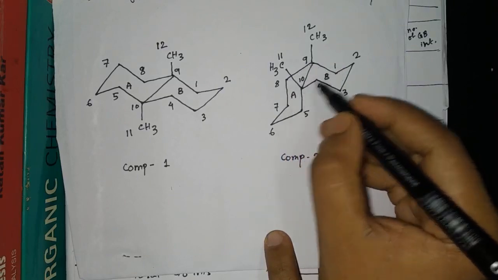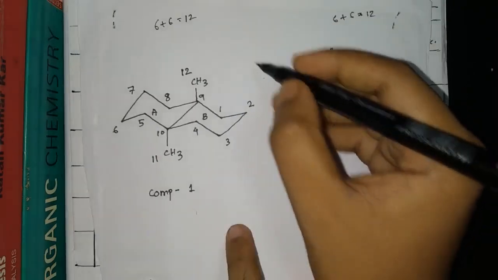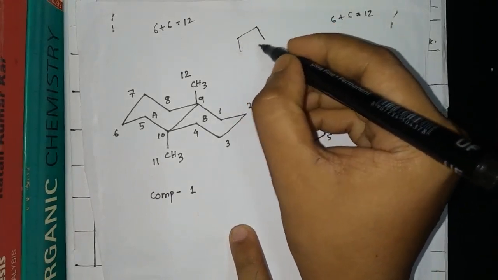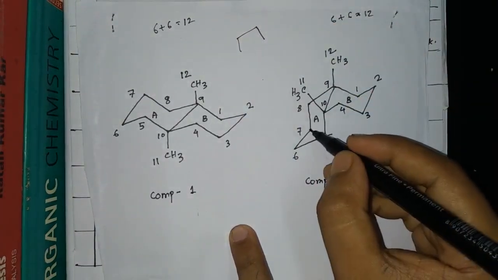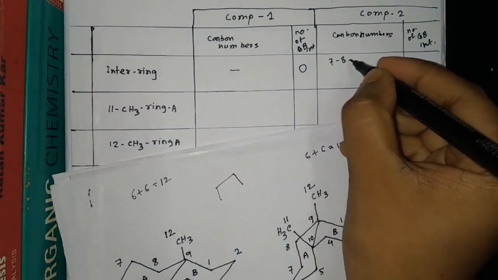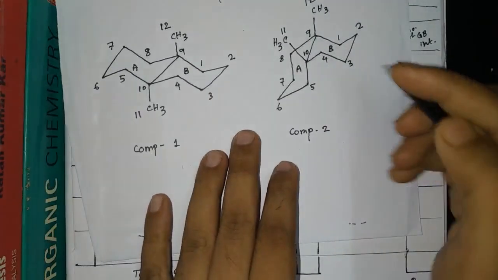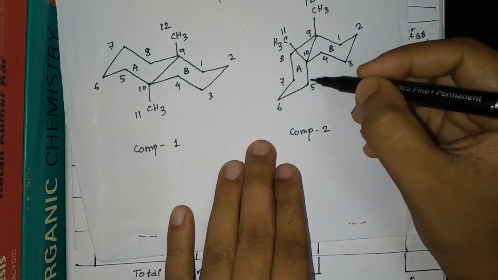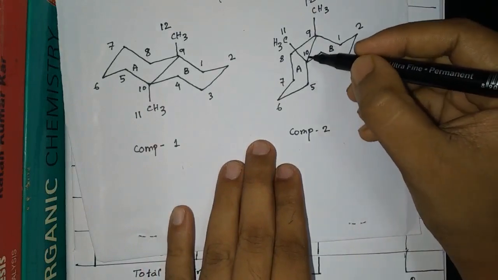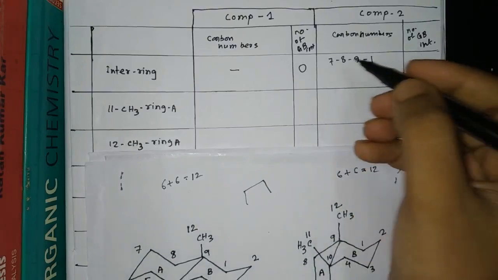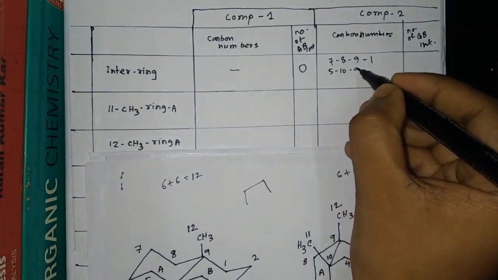So 7 and 1 has a Gauss-Butene interaction. So guys, wherever you will see this type of bond has a Gauss-Butene interaction. So 7, 8, 9, 1. And one more is that this 5 and 1 has a Gauss-Butene interaction. So 5, 10, 9, 1.